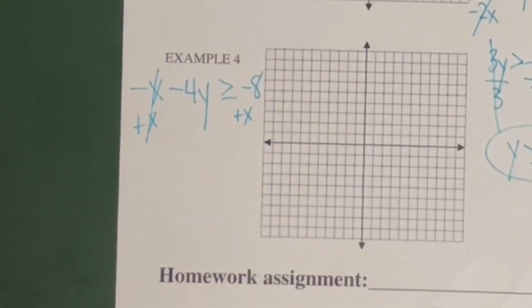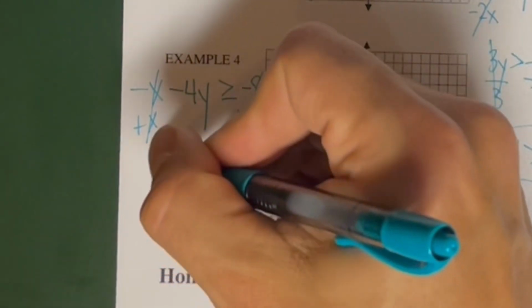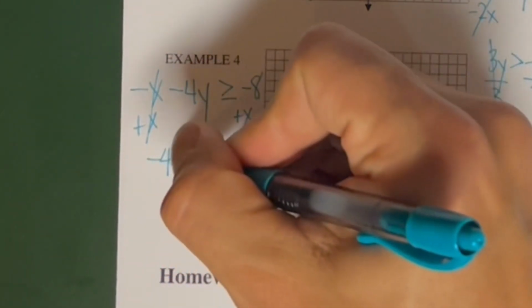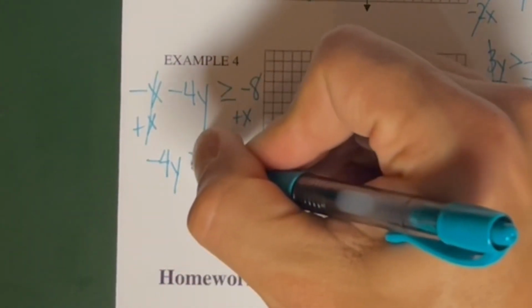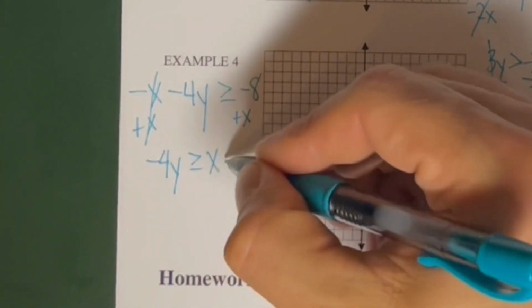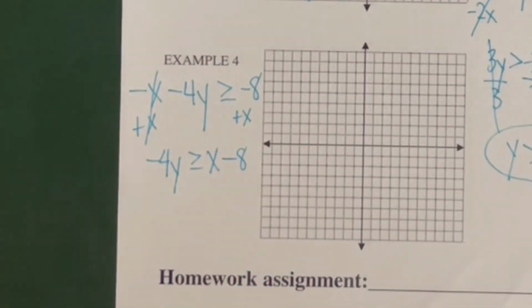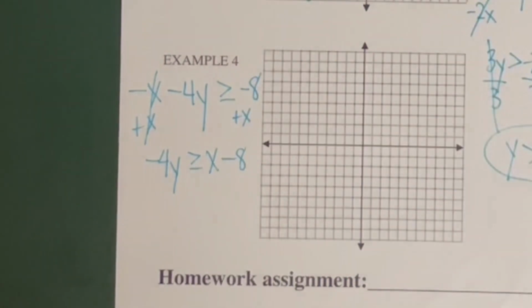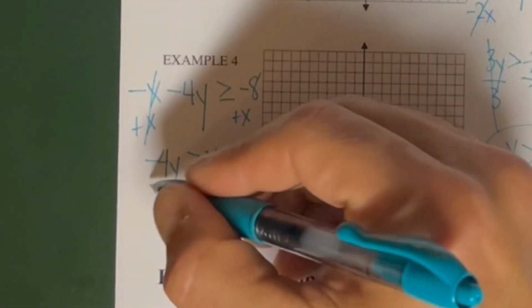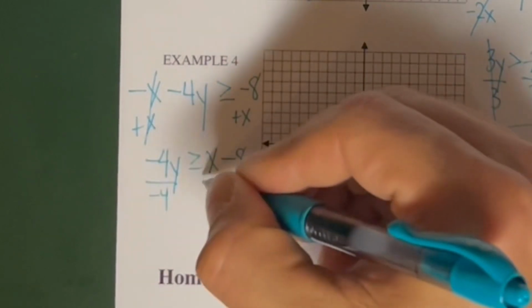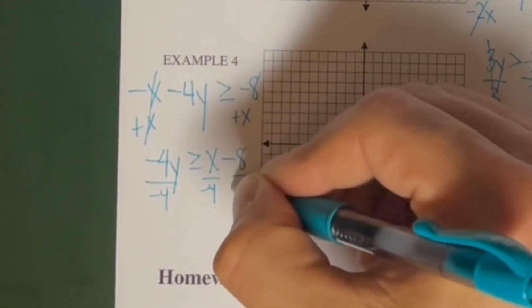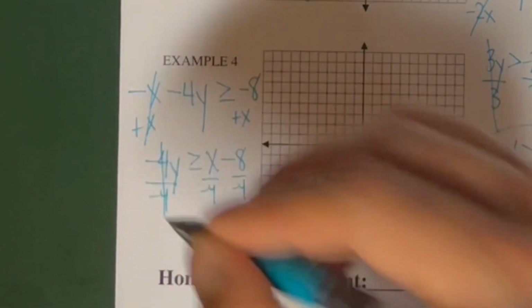So negative x plus x is canceled. I'm going to bring this down as negative 4y is greater than or equal to, and I'm going to write this as x minus 8, right? Because negative x plus 8, I can just rewrite and switch them around and put the x value first. Now to get y by itself, we're going to divide by negative 4. This is going to cancel.